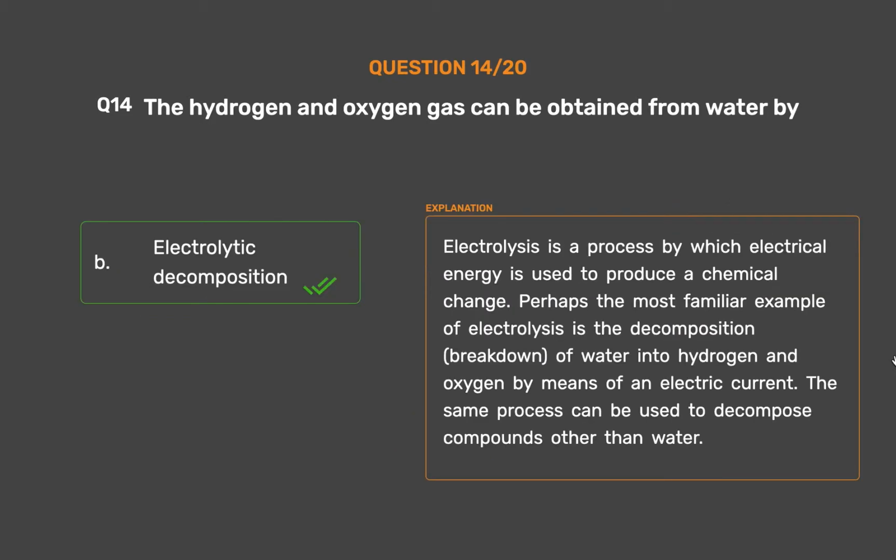Electrolysis is a process by which electrical energy is used to produce a chemical change. Perhaps the most familiar example of electrolysis is the decomposition, breakdown, of water into hydrogen and oxygen by means of an electric current. The same process can be used to decompose compounds other than water.